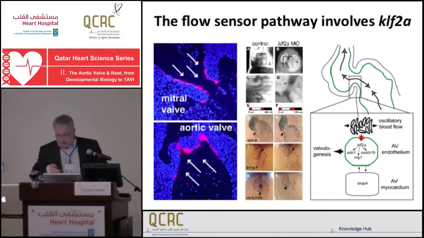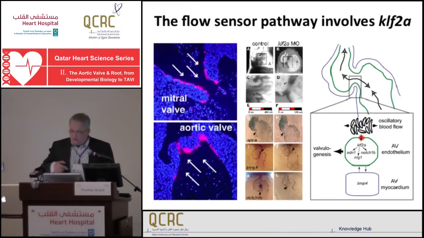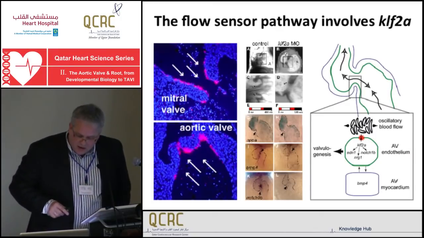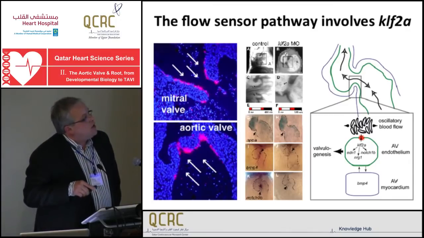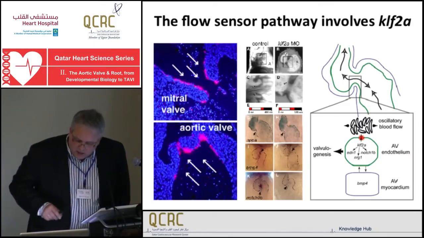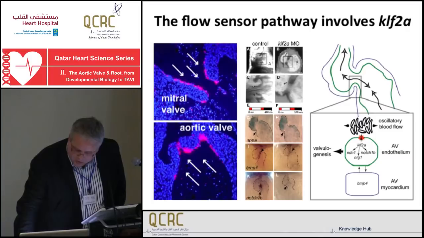The sensor for that, at least one gene that has been identified, is KLF2A, which is a flow sensor also in the endothelial cells, and that is clearly expressed at the site of the valve endothelium, both in the aortic valve and the mitral valve, just at the position where it should be to act as a flow sensor. When you inactivate the gene, then you mess up valve development, and clearly a pathway has now initially been worked out for how this may be working.